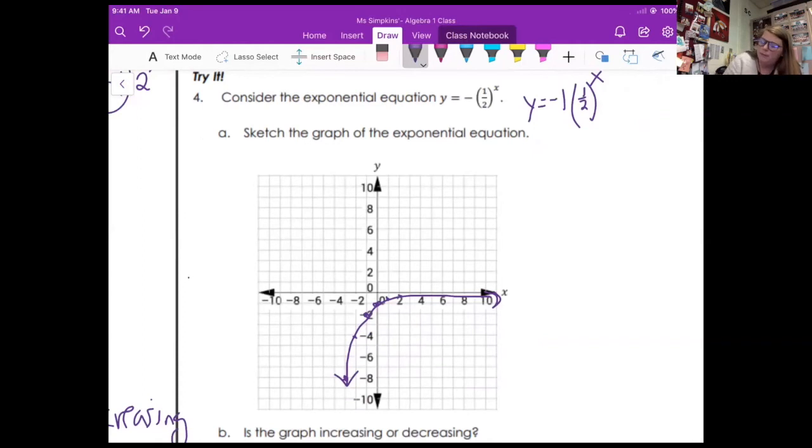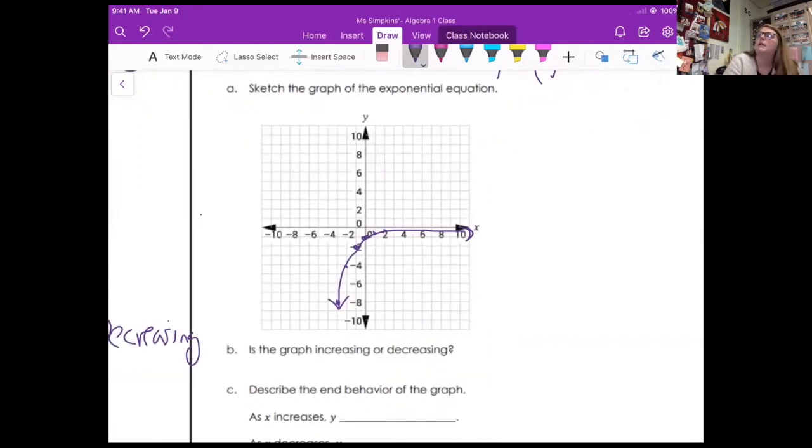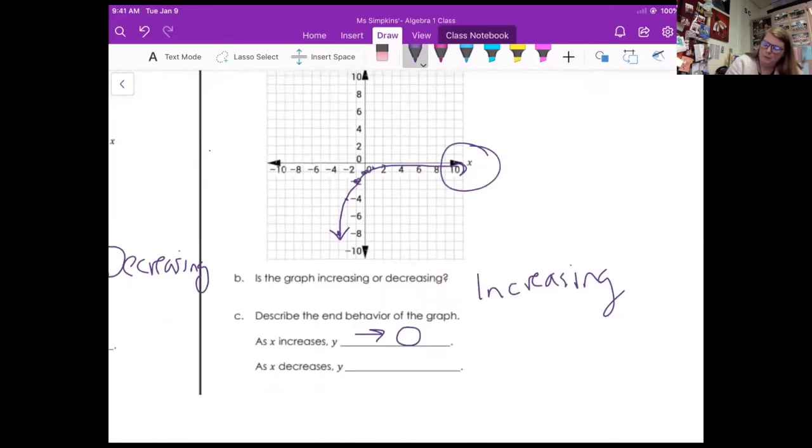Okay, so if we're looking from left to right, is it increasing or decreasing? It is increasing. Even though it's negative, it doesn't matter. It's still going from here up, so that would be increasing. So on the two sides of the graph, on the right-hand side, where is it going? Towards 0. And then on the left-hand side, it's going towards -infinity.